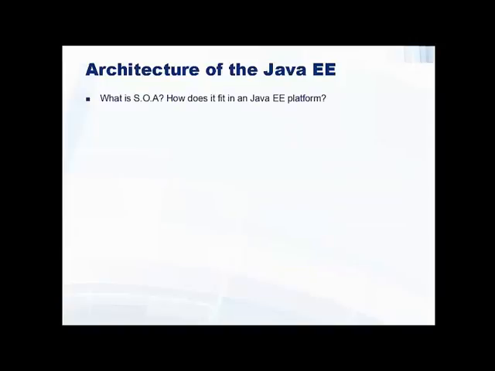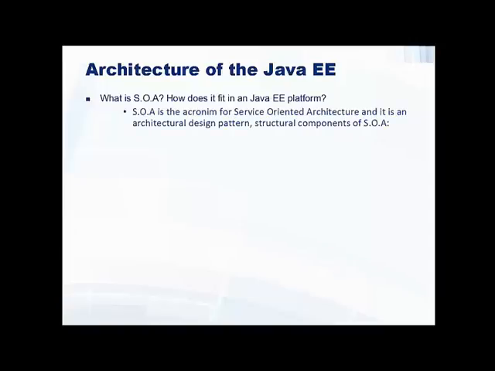What is SOA and how does it fit in a Java Enterprise Edition platform? SOA is the acronym for Service-Oriented Architecture. It is an architectural design pattern, and its structural components are a service provider, a service broker, and a service consumer.